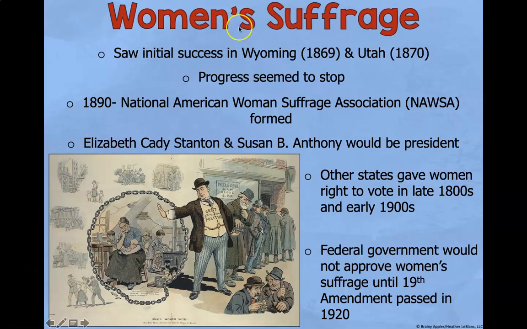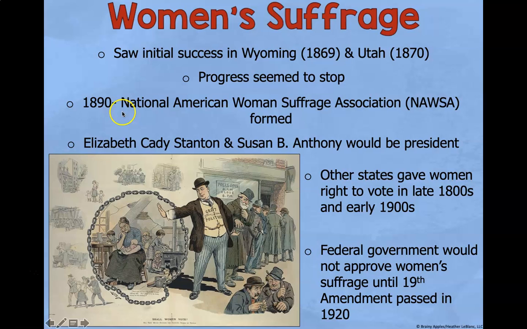It saw initial success in Wyoming in 1869 and Utah in 1870 because up until this point, it was a statewide issue. It was not something that the national government touched. So in 1869, women were allowed to vote, and same in Utah in 1870. But then after that, the progress seemed to stop there.